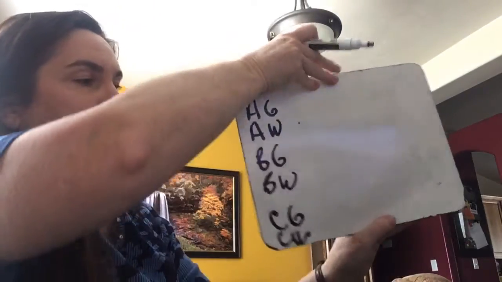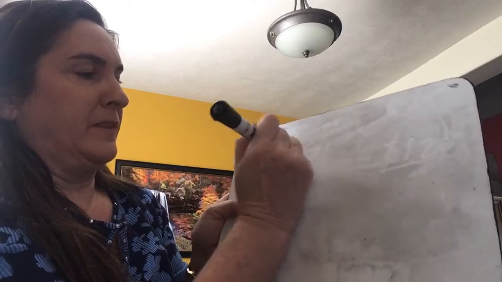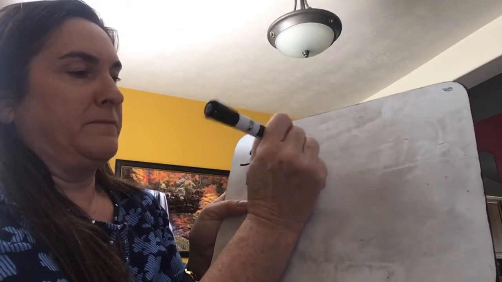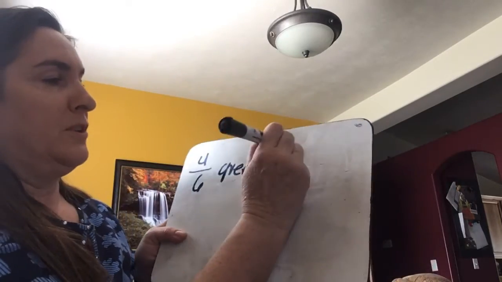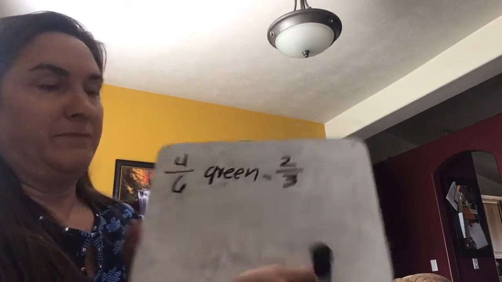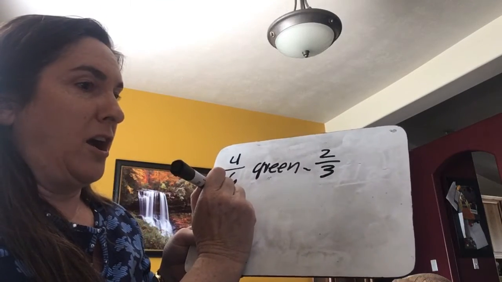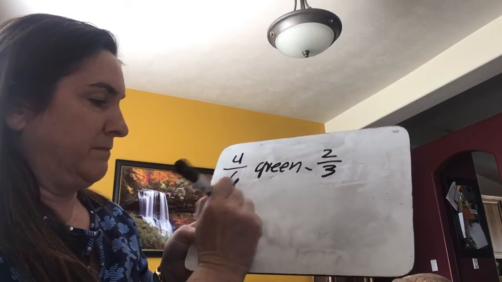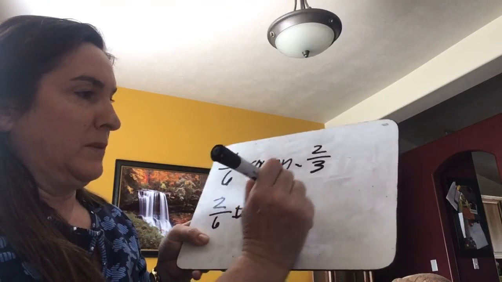The second part is the marbles. I've got a few whiteboards. Okay, the marbles, there's 6 marbles. 4 6s green. What does that reduce to? 2/3. Okay. The next, how many whites are 2/6? That equals 1/3.